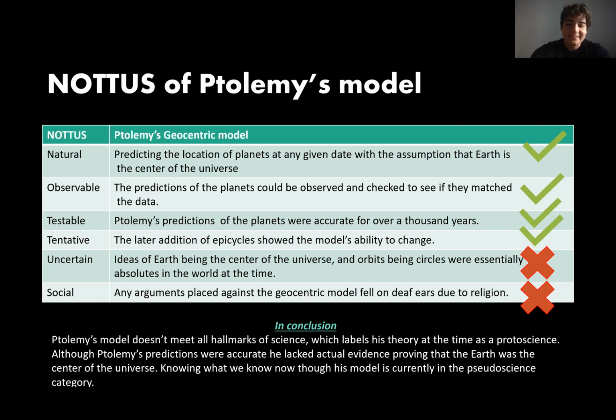Tentative: the later addition of epicycles showed the model's ability to change. Check. And uncertain: his idea of Earth being the center of the universe was almost absolute due to religion, the religious groups at the time. And that's also the same reason why it would be an X in the social category, which would label his model as a proto-science. It doesn't meet all the hallmarks of science. And although his predictions were accurate, he lacked actual evidence proving that the Earth was the center of the universe. It was all just one big assumption. Which, without a good telescope or anything, is kind of hard to avoid. Knowing what we know now, his model is definitely a pseudoscience.